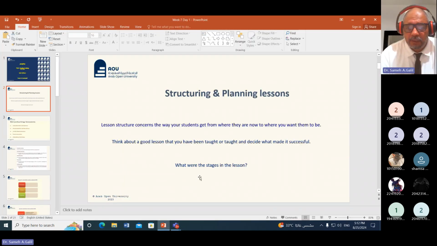Okay. So lesson structure, or structuring, concerns the way your students get from where they are now to where you want them to be. So you have two points that you're moving between: where are they now and where you want them to be at the end? This is why structuring is important. You're structuring the stages that can lead you to where you want them to be, in terms of the skills that you're giving to them or the language that you're trying to teach them.